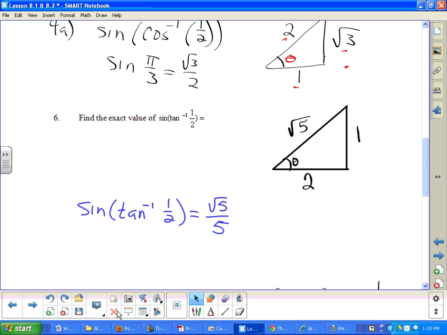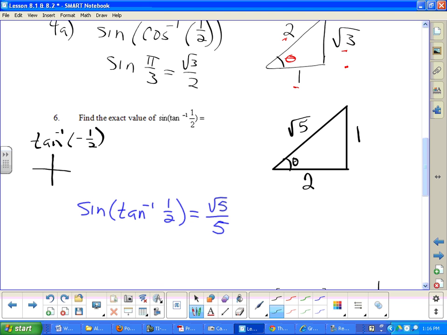The last thing is this: if they give you a negative, you need to make sure you draw the triangle in the correct quadrant. For example, if this said inverse tangent of negative 1/2, tangent is negative in which quadrant? Inverse tangent is negative in which quadrant?